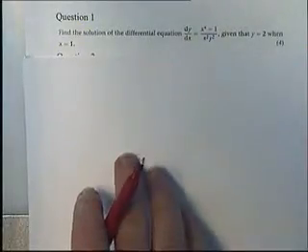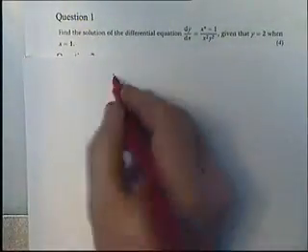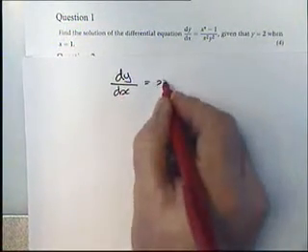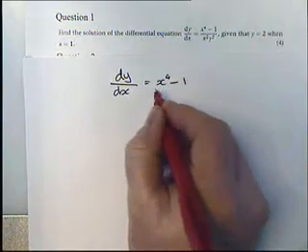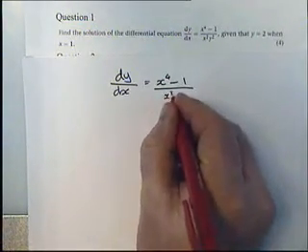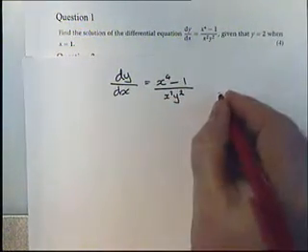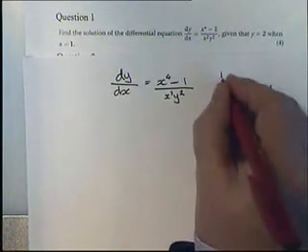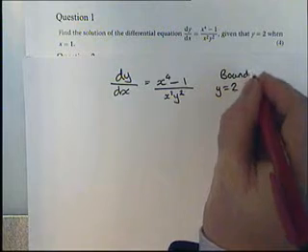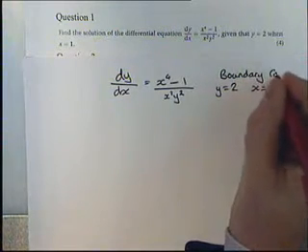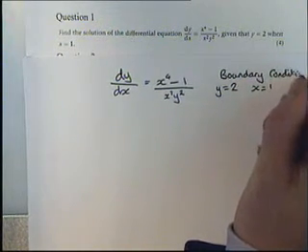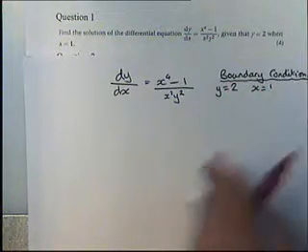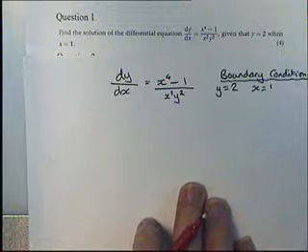So here's the first question. We've got to solve this differential equation, and the differential equation is dy by dx is equal to x to the power 4 minus 1 divided by x squared y squared, given that y equals 2 when x equals 1. So these are the boundary conditions for our differential equation. So we're looking for the original function of y in terms of x.